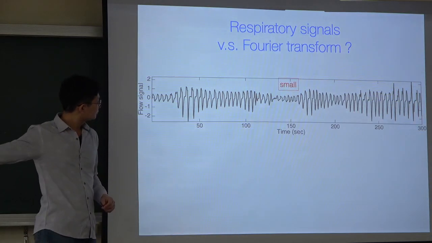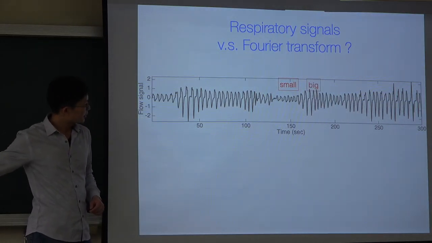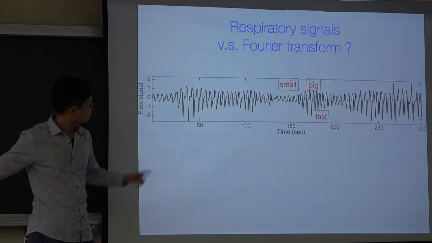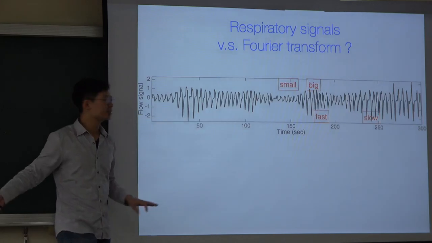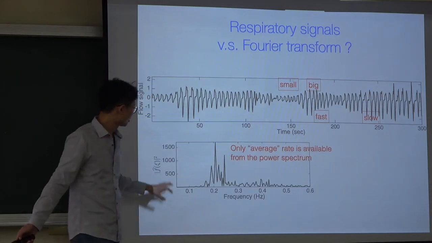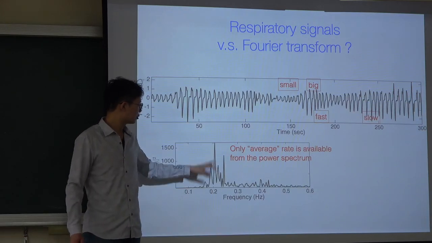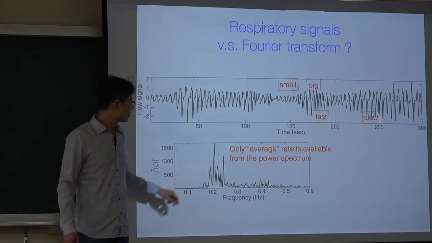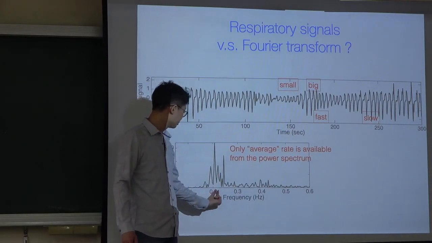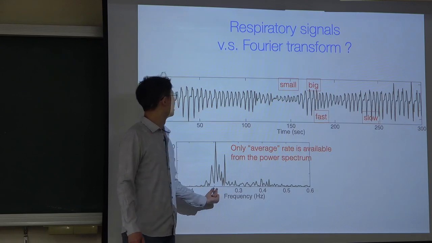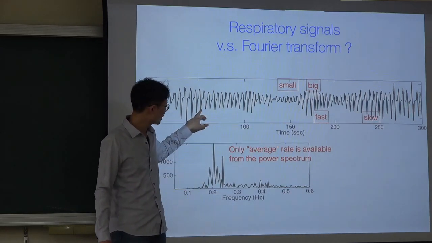And you can see small, big, fast, right, and slow. And now we have this behavior. How about its Fourier transform? Its power spectrum looks like what I showed below. You can see that there is a peak here, 0.2 something 1 hertz, which tells us that roughly every 5 seconds you have one cycle, one oscillation.